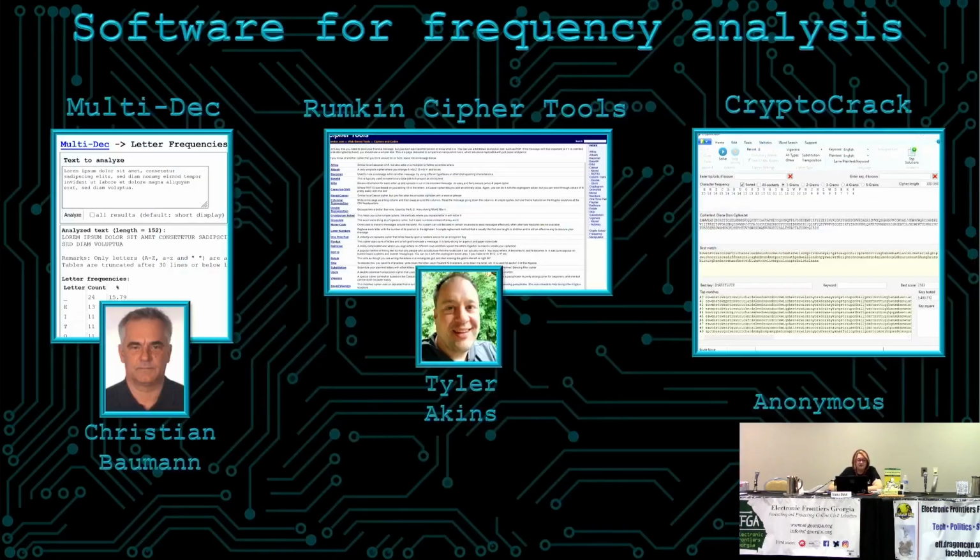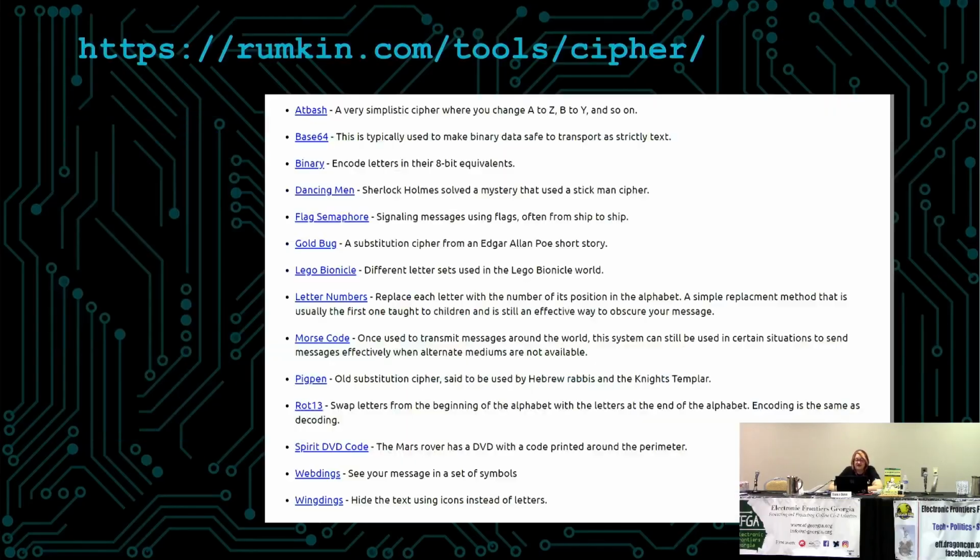Other tools that are available online: Multidecode, Rumkin, the one in the middle there by Tyler Akins. He's a friend of mine I met through one of the conventions, and he's always adding new tools to that. So I use that a lot. And CryptoCrack, can't tell you who did it because they have chosen to remain anonymous. And they can do frequency analysis and kind of anything that you want.